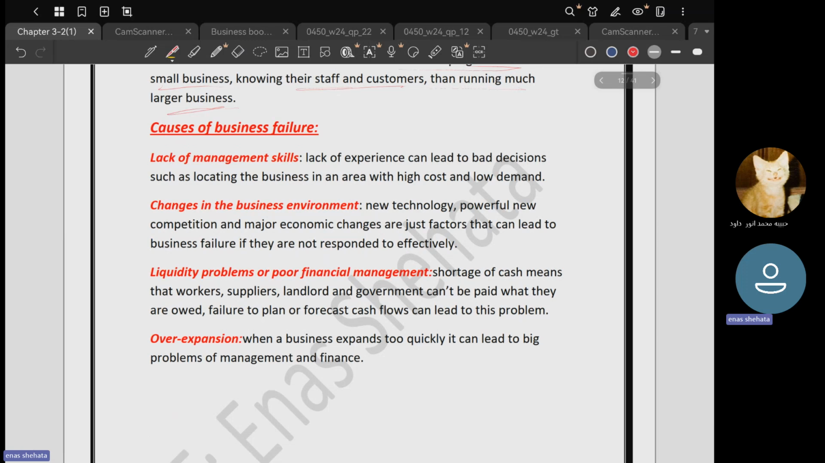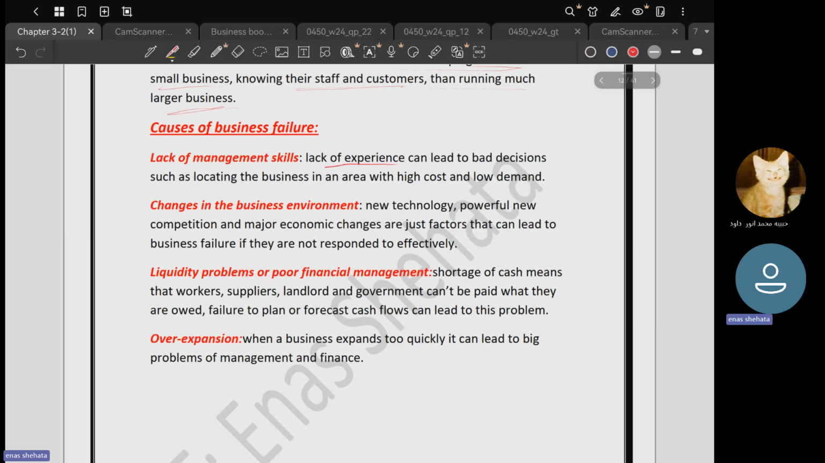The last topic in this chapter: causes of business failure. What may cause a business to fail? Why may a business fail? Are all businesses successful? No, some businesses fail. What's the reason for this? Lack of management skill. Some businesses may not have enough management skills. Lack of experience can lead to bad decisions, such as locating the business in an area with high cost and low demand. Say I open a business without enough skills and decide to open it in a certain area. This area costs me very high cost. The rent is high, workers take high salaries, and at the same time the demand is low. So I have made a very bad decision.